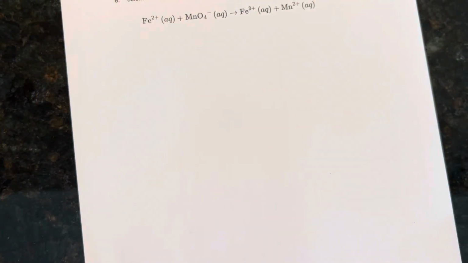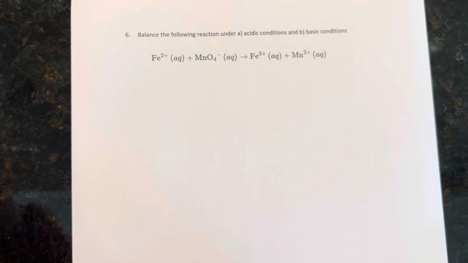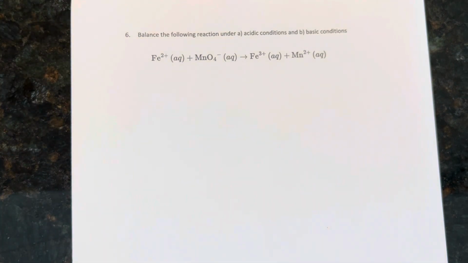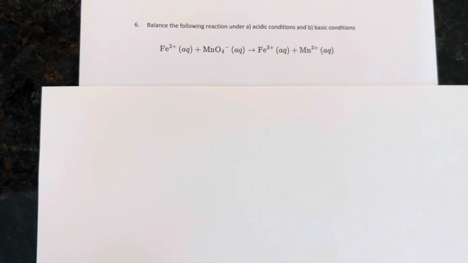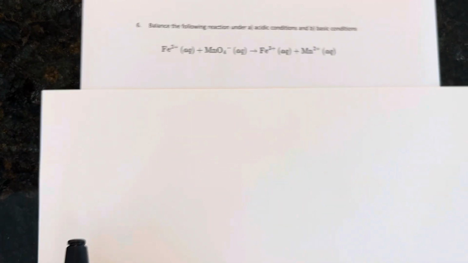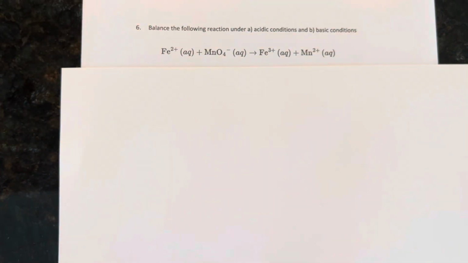Right, number 6, one of my faves. The whole reason I brought some extra paper. Okay, let's do this. All right, so we're going to balance these reactions under two conditions, acidic and then basic. So we will start by looking at the half reactions themselves and writing them down, and then we'll do one under acidic and one under basic.